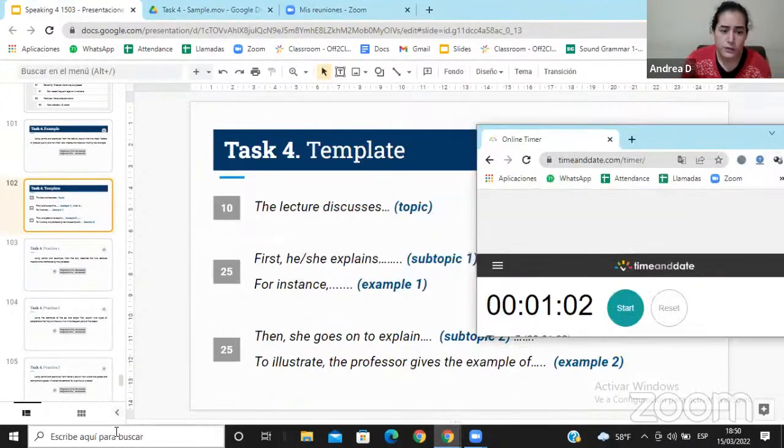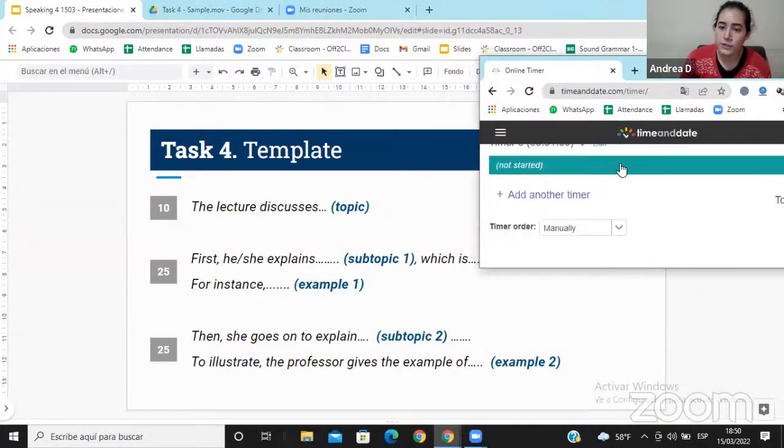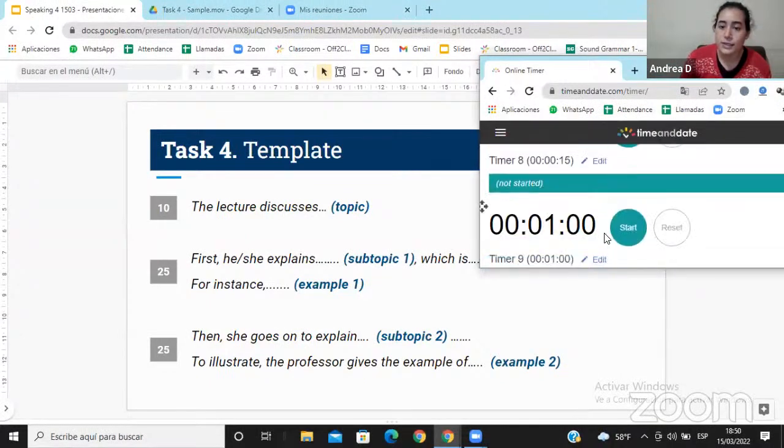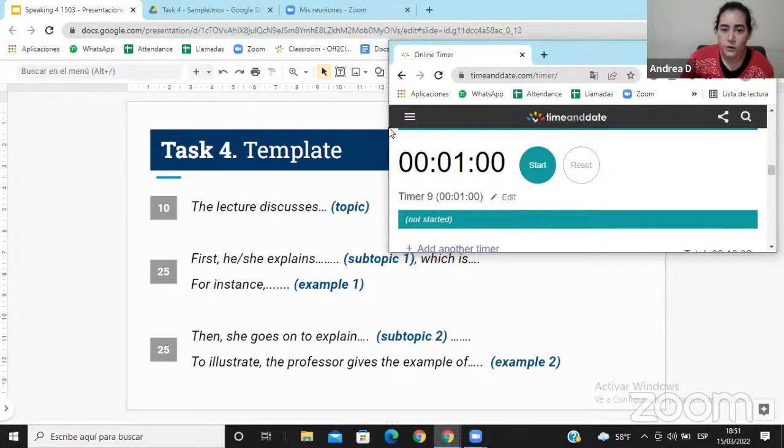Okay, guys, I'm going to try to use the template tool, and I'm going to try to make it on time. Okay, so here's my timer, if you can see it. It's set for 1 minute. So wish me luck. Okay.